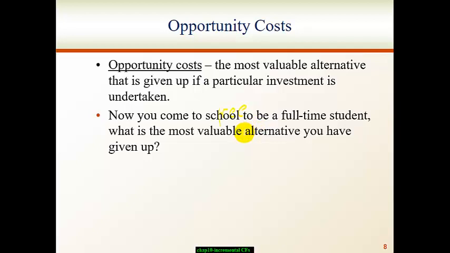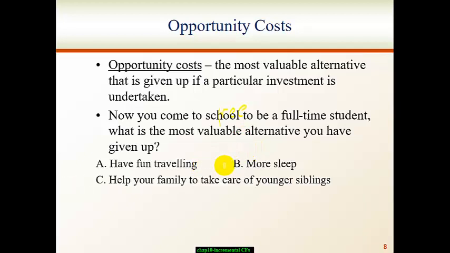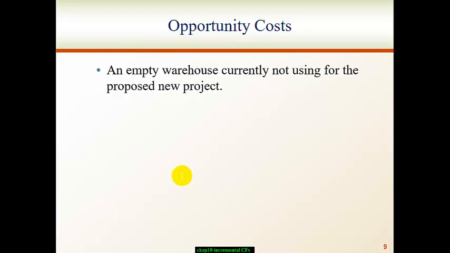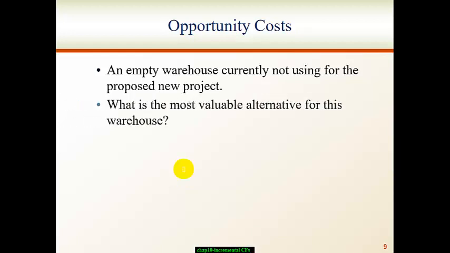Some of you are full-time students, come to school, take classes. Now you have given up some alternative choices, such as having fun traveling, having more time to sleep, or helping your family out, or you could get a full-time job somewhere else. Although all of them belong to the alternatives you have given up, only the one with the highest value is counted as opportunity cost. In the case of the warehouse, although currently nobody is using it, we don't think it is free. We acknowledge it has an opportunity cost. You can simply lease it out or sell it.